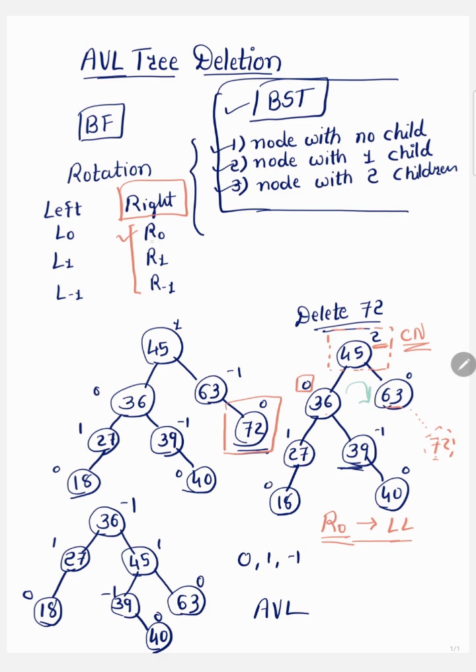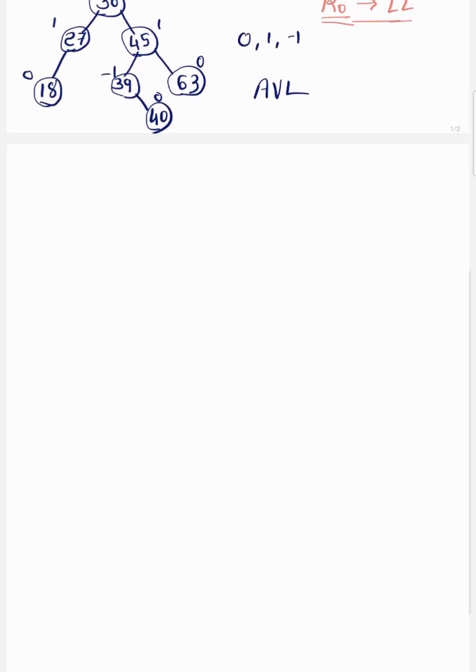If in this scenario its sibling's balance factor is 0, that means I can say it's an R0 rotation, right? If its sibling's balance factor is 1, then it would be R1 rotation. If the sibling's balance factor is -1, then it would be R minus 1 rotation. I'll quickly explain R1 and R minus 1 rotation with an example. So let me take one more example.